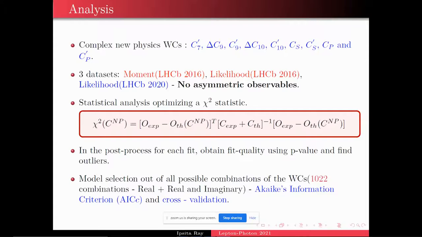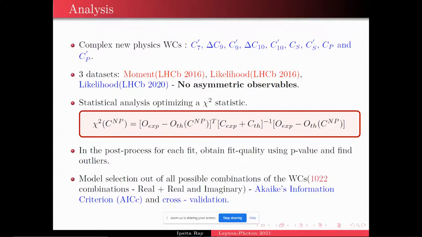So we employ the frequentist statistical minimization technique, optimizing a chi-square statistic. And in the post process for each fit, we obtain the fit quality using p-value and also find the outliers. Now, when we are talking about new physics, the aim is to find out the best possible combinations of the Wilson coefficients, which is capable of explaining the present data. We employ novel model selection procedures like the Akaike information criterion and cross-validation, which we'll discuss a bit later.